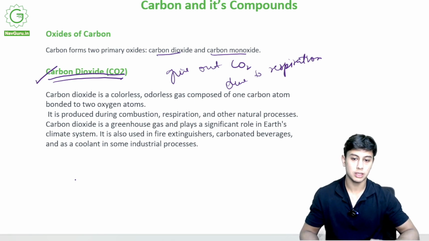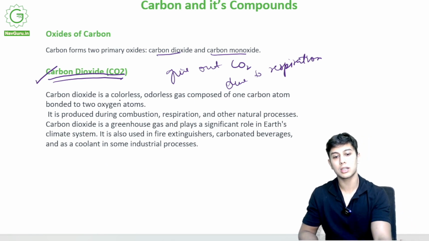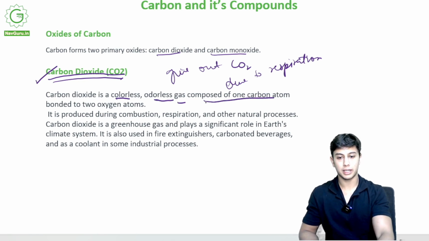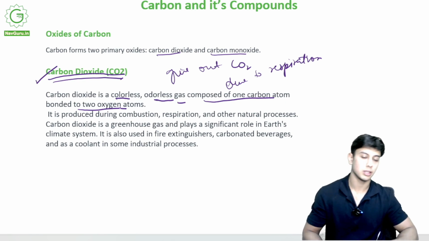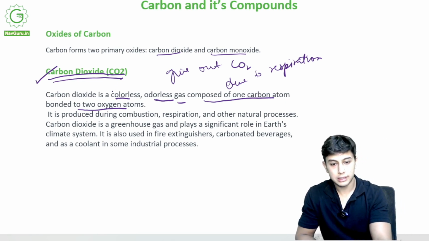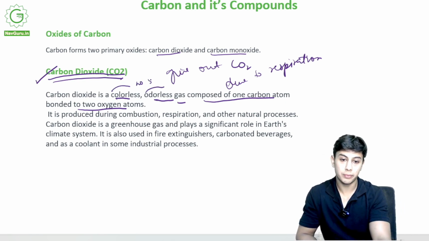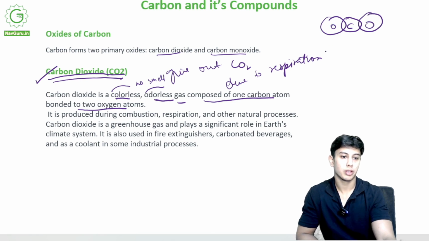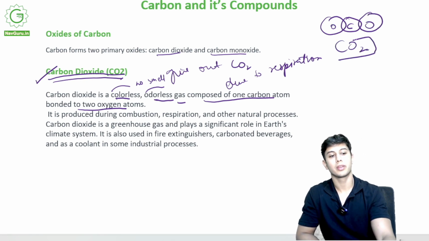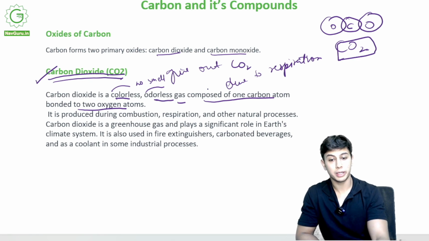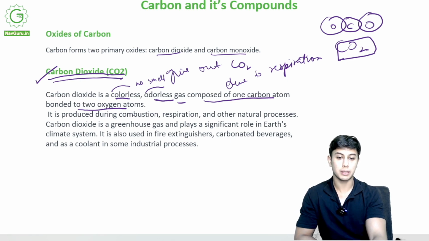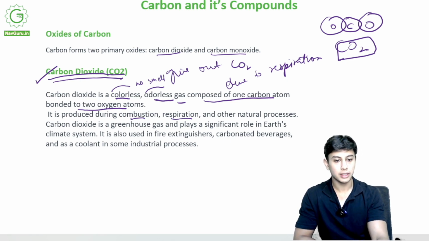Carbon dioxide. What is carbon dioxide? Carbon dioxide is a colorless, odorless gas composed of one carbon atom and two oxygen atoms. So it is colorless, no color, odorless, no smell. How does it look? Carbon and two oxygen. Okay, CO2. This is how it looks. Covalent bonding. These are two non-metals. It is produced during combustion, respiration and other natural processes.